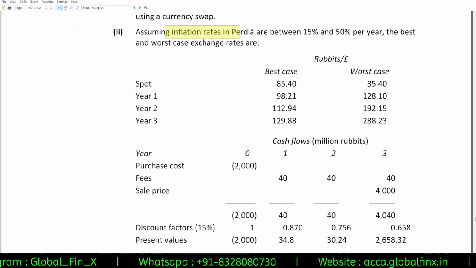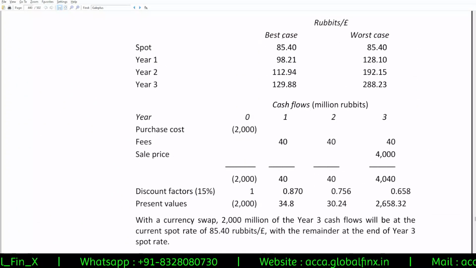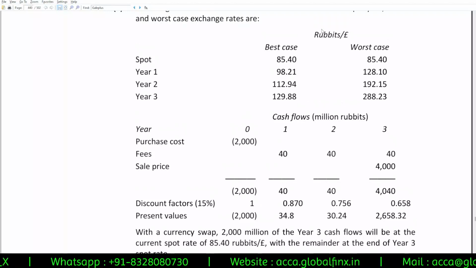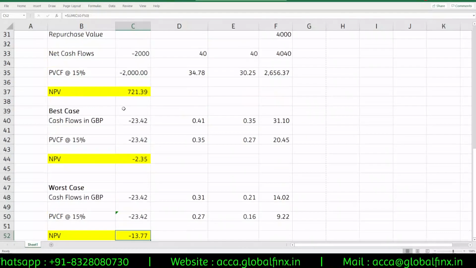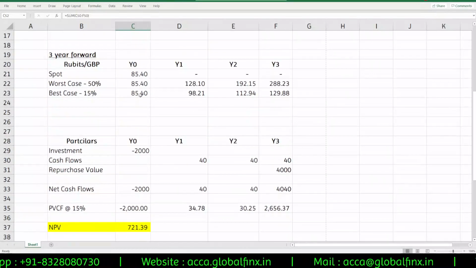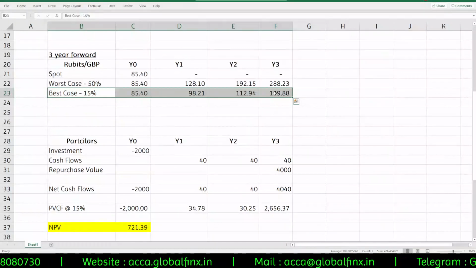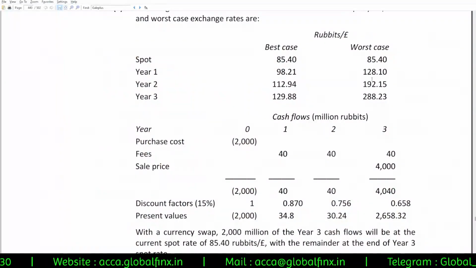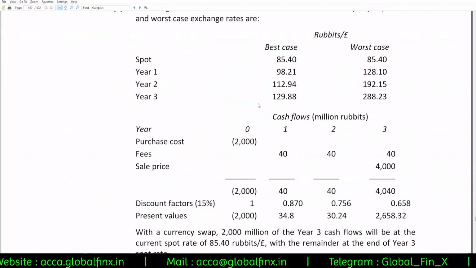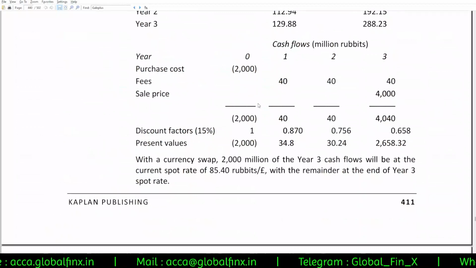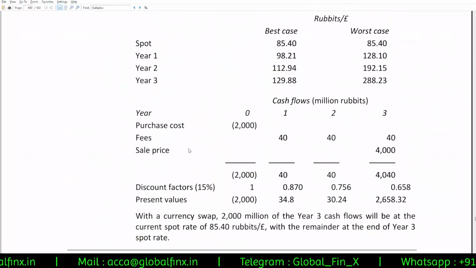So assuming the inflation rates per year between 15 and 50%, the best and worst case exchange rates are, rubles per GBP, best case 85, 98, 112 and 129. Let's check if the values are matching or not. Best case 85, 98, 112 and 129. Perfect. Worst case 85, 128, 192, 288. These are also perfect. So no problem till there. And cash flows in millions of rubles.